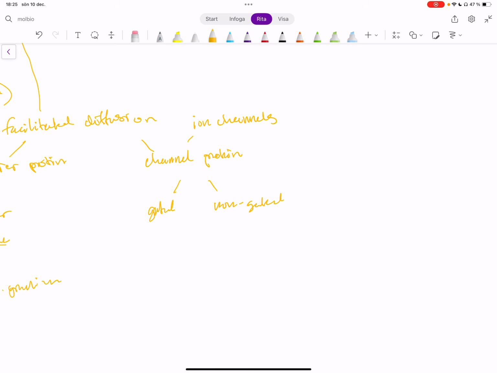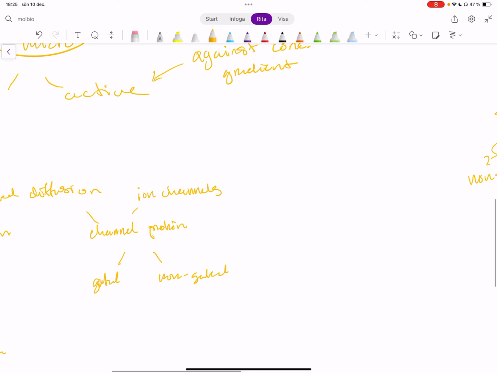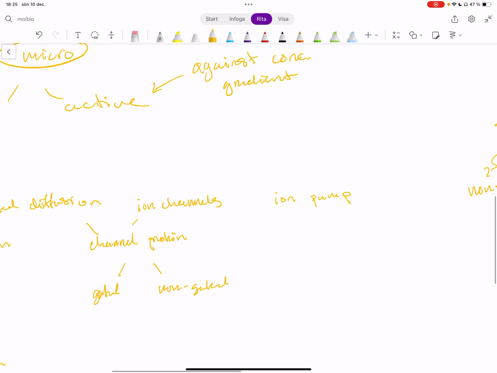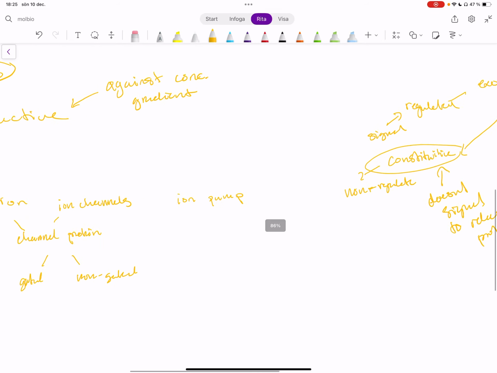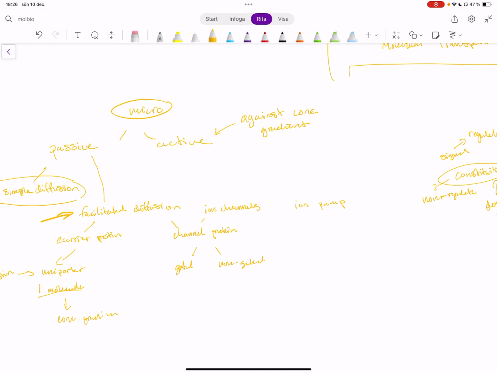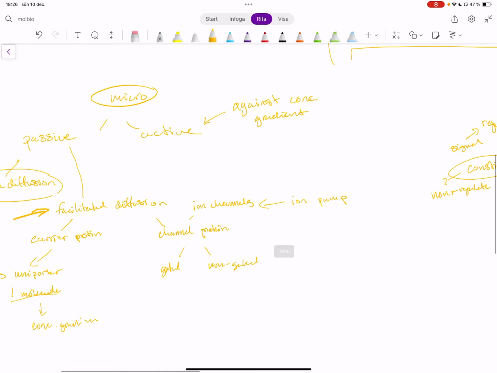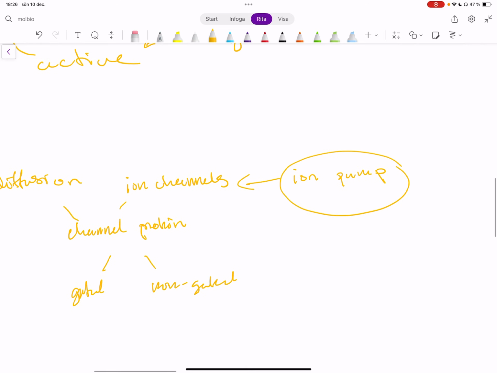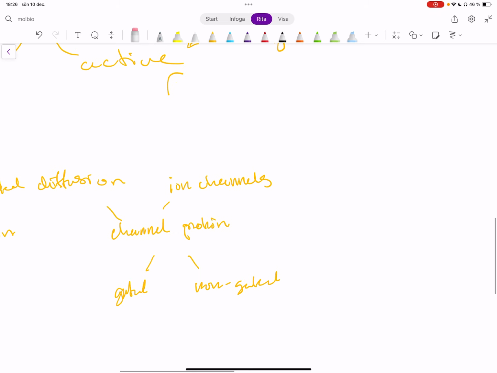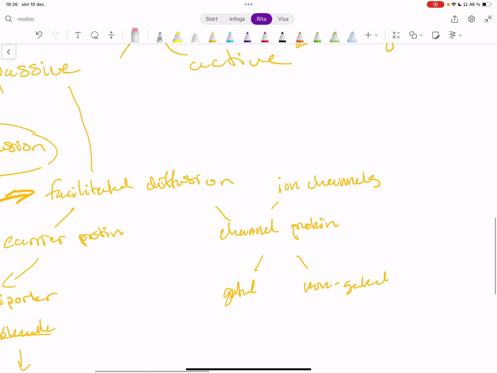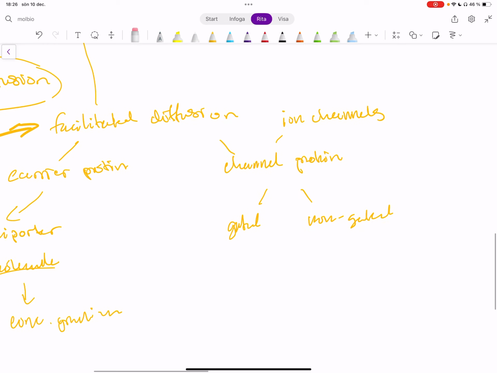Now, be careful with the words, because there's another word called ion pump, and they're not the same. They're completely different. Ion pump is used in active transport, but we will come to that. So just think about that: ion channels and channel proteins are the same. Ion pump is completely different, and is not used in facilitated diffusion.